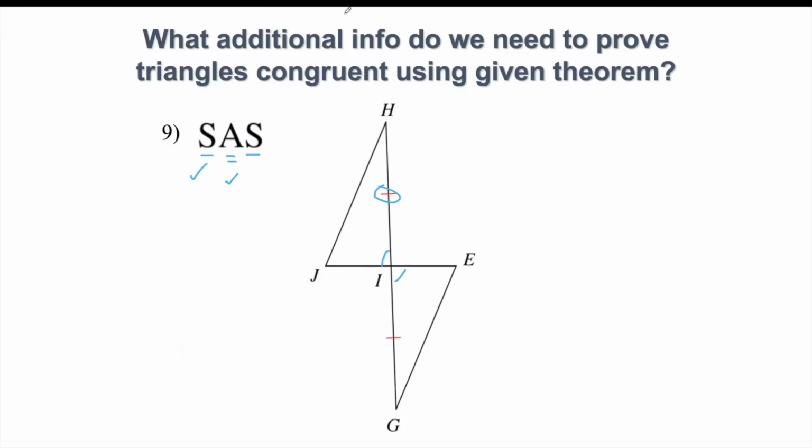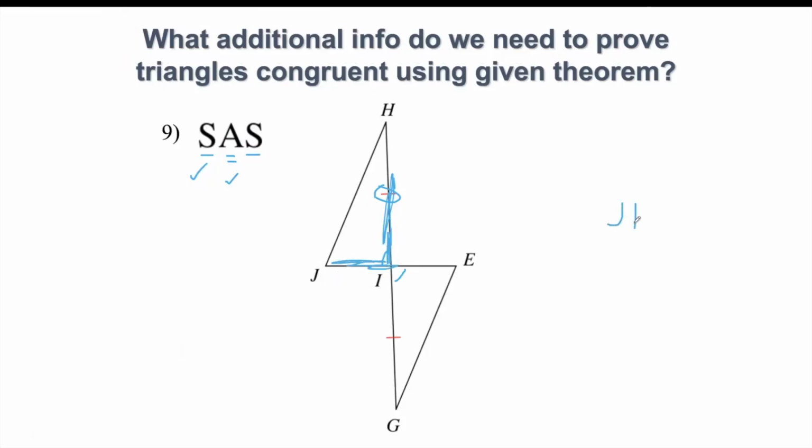Okay, so if it asks what additional piece do I need? Well, we need a side, but not just any side. We need the other side that would make the angle the included one, right? If I have this side here, that's the right side of the angle. So for this to be the included angle, I need the left side of the angle. So I would need this side here. So it looks like we need JI.